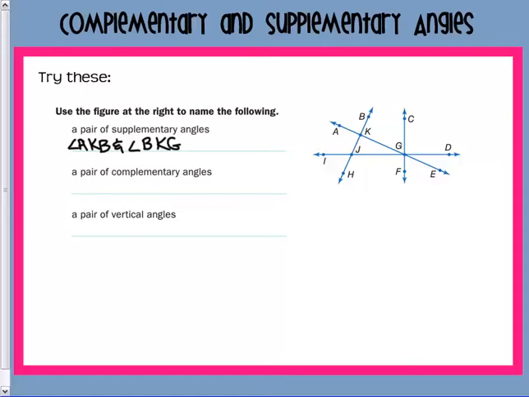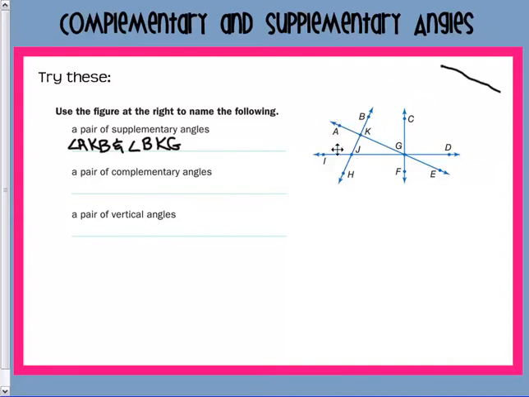Okay, supplementary means a straight line. So if we look at this line right here, we're looking at all the angles that are supplementary with this line. So AKB and BKG are supplementary angles. We could also look at the flip side of that, AKB and AKJ. There's a lot of supplementary angles that you could have used.